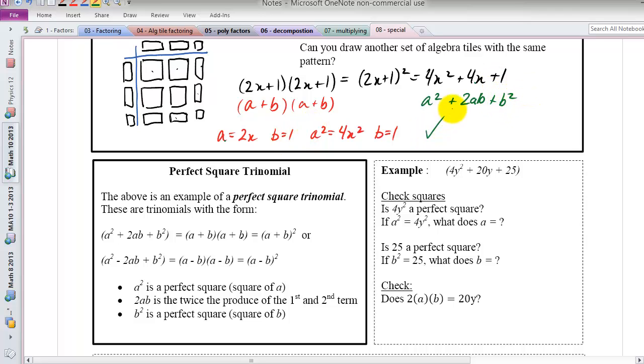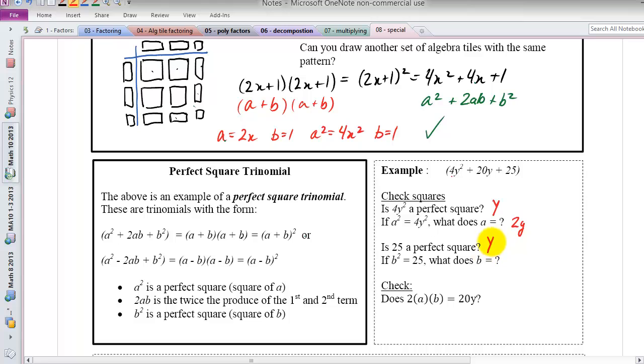So I think through this example we can see that this relationship holds true for these special square trinomials. Let's take a look at this example here and see what it tells us. Let's check to see if it's a perfect square trinomial. So the first question is, is 4y squared a perfect square? In other words, if a squared is 4y squared, can we find out what a is? And yeah, that's 2y. So that is a perfect square.